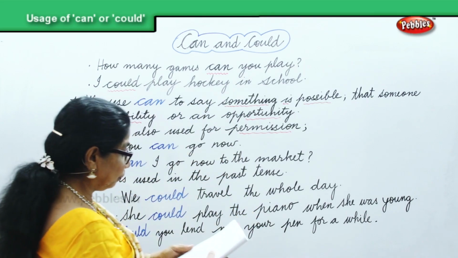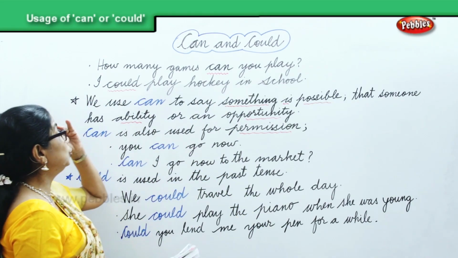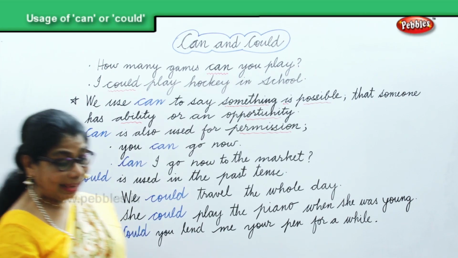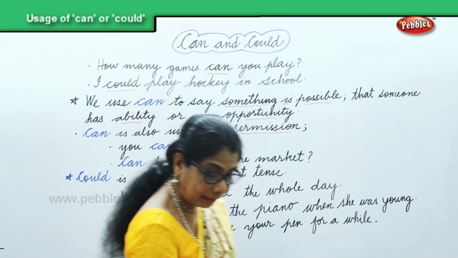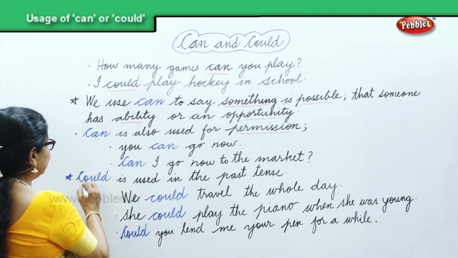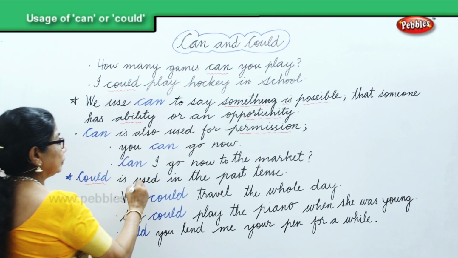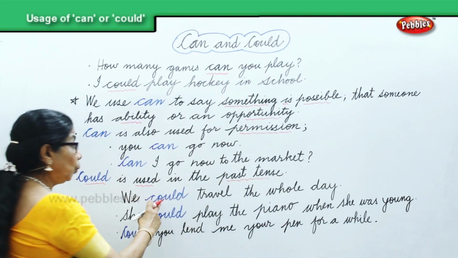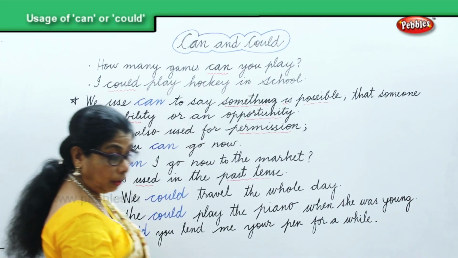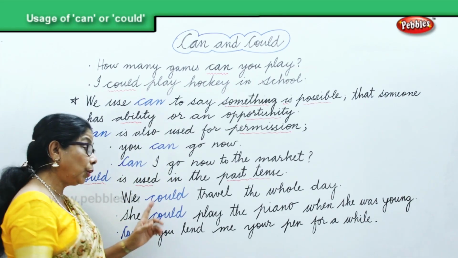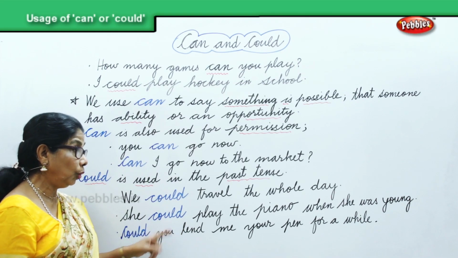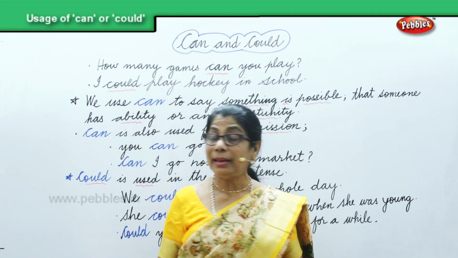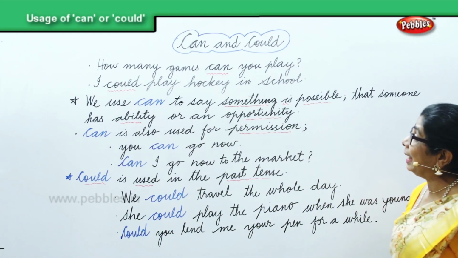Okay, now these are the uses of can and could, which we are looking at. Here, could is used in the past tense. We could travel the whole day. She could play the piano when she was young. Could you lend me your pen for a while? The uses of can and could.